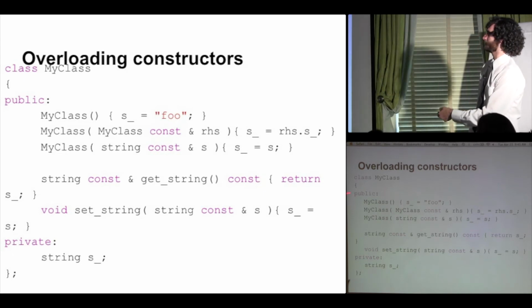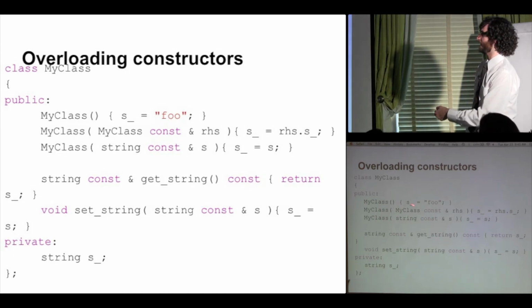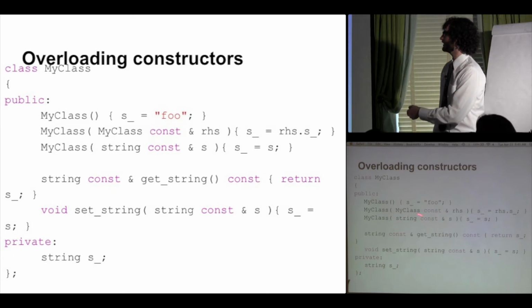So here's a couple of examples. I can say my default constructor is just going to set s to foo. My copy constructor just copies the right-hand side string to the left-hand side. And then I have a third one still where I take in a string as a constant reference, and I just assign it within the function itself.